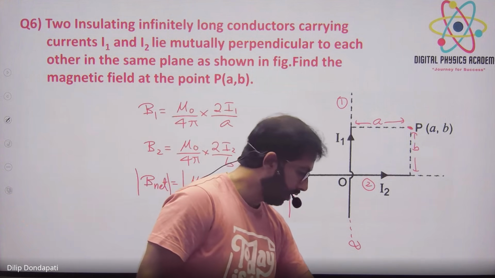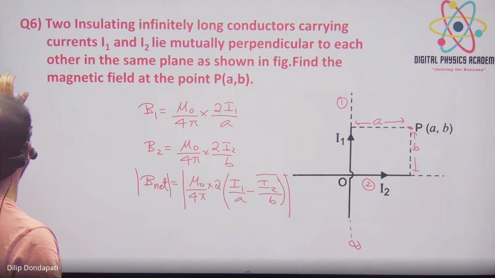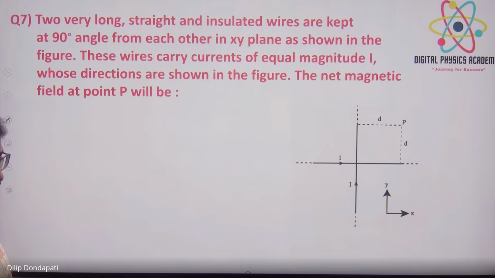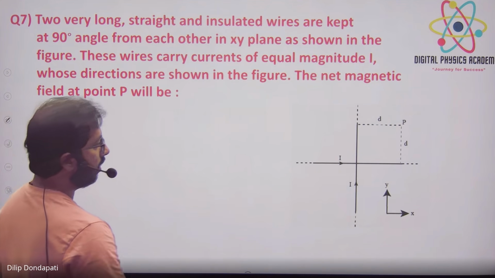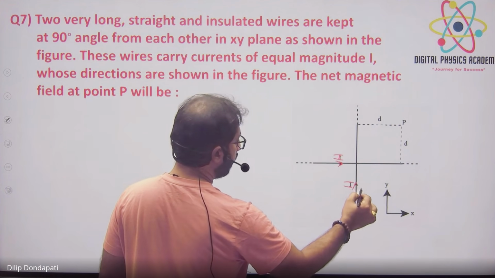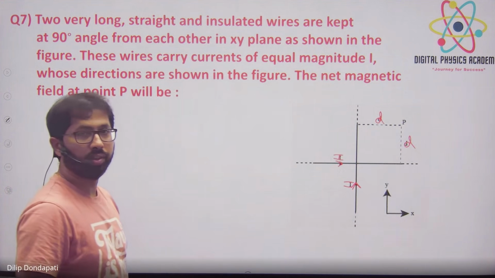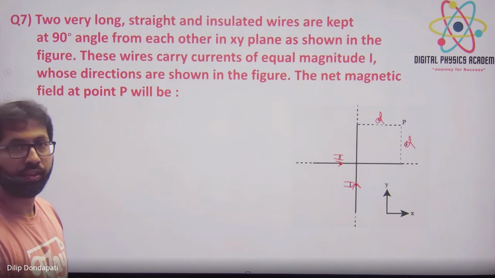Okay, चलो next. JEE Main question. Copy it, Sriram. Same model. Here current I is flowing. दोनों equal current is flowing, I. And distance is D and D. Instead of A and B, he has given D and D. I want the net magnetic field at the point P.